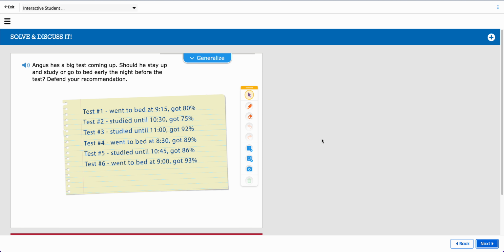Okay. So test number 1, went to bed at 9:15, got 80%. Test number 2, studied until 10:30, got a 75%. Yikes. Test 3, studied until 11, got a 92%. And then test 4, went to bed at 8:30, got an 89%. Test 5, studied until 10:45, got an 86%. And test 6, he went to bed at 9, got a 93%.